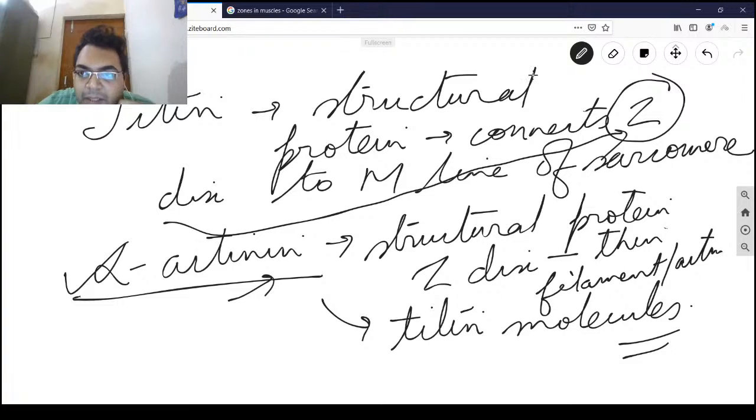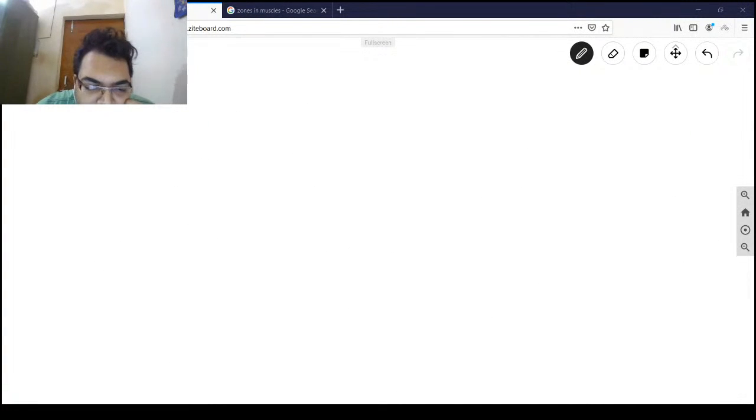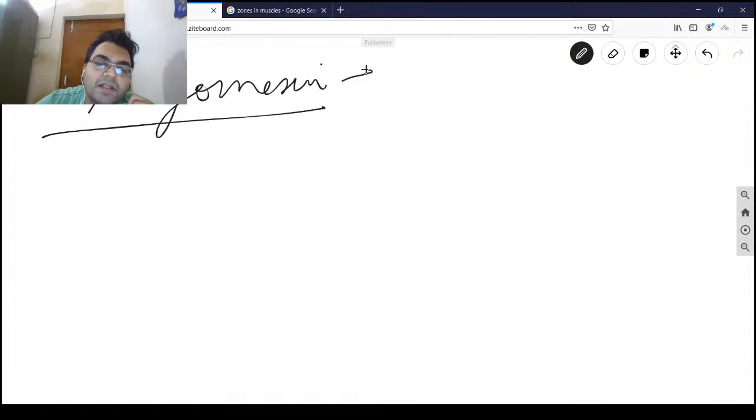Okay, now coming to the third protein, known as myomycin. When we talk about myomycin, that is the structural protein that forms the M line of the sarcomere. Very, very important. M line is the center of the H zone. H zone is the center of the A band. So M line is produced by myomycin.